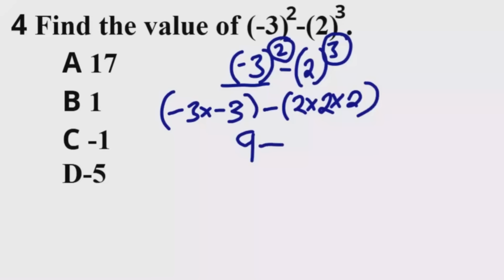Okay, so negative 3 times negative 3 will give us positive 9, minus 2 times 2 will give us 4. 4 times 2 will give us 8. So we're going to have 8 here. And then when we find the difference of 9 and 8, we're going to find that the difference is 1. So 9 minus 8 will give us 1, which means the correct answer is B.